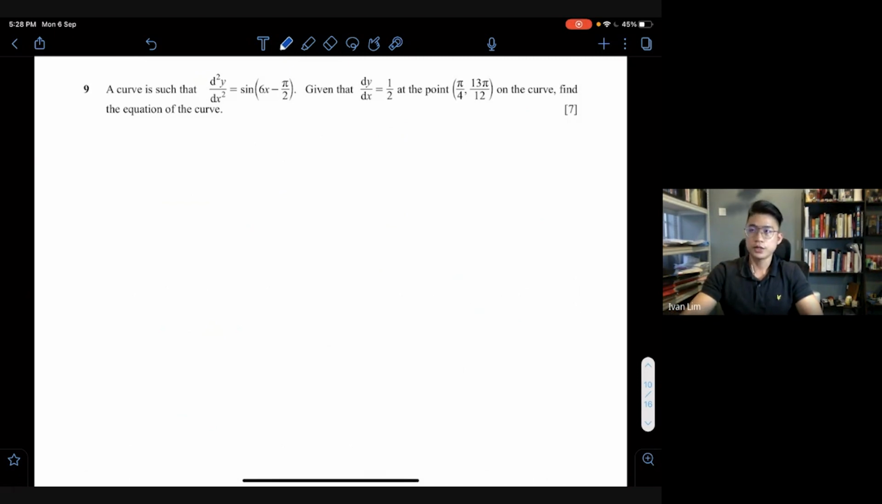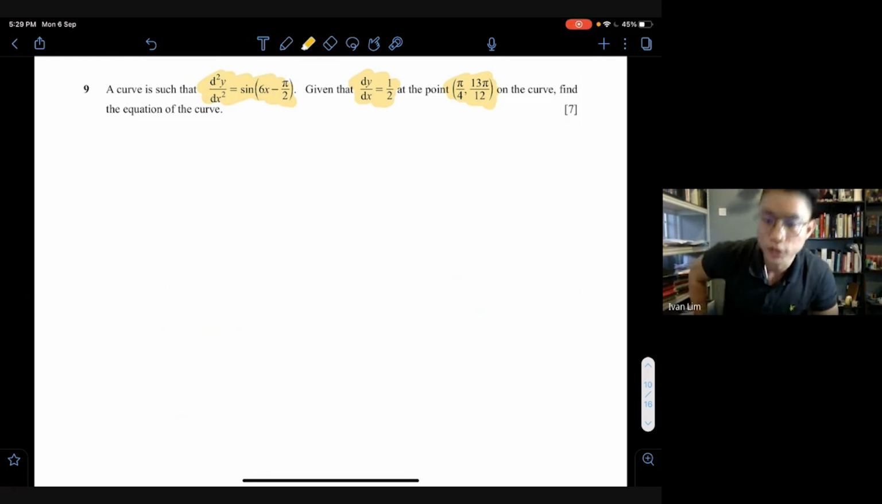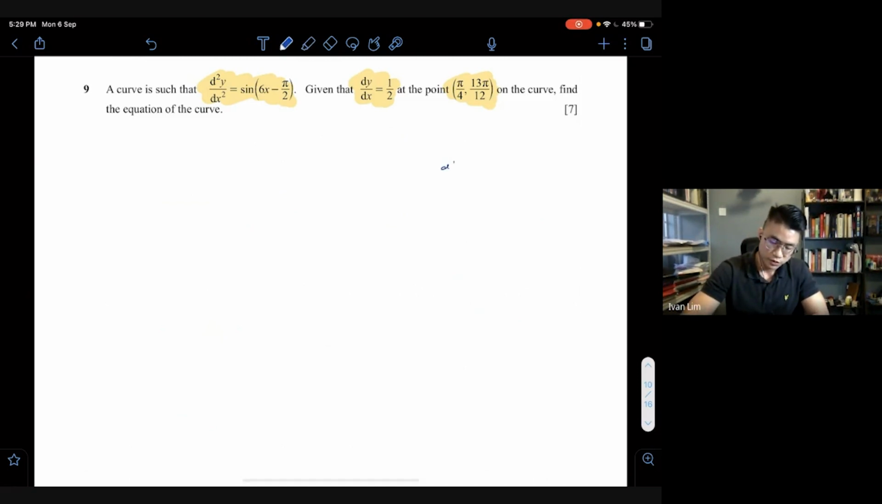Okay, question 9. A curve is such that d square y over dx square is equal to sine 6x minus pi over 2, given that dy over dx equals to 1 over 2 at the point pi over 4 and 13 pi over 12 on the curve. Find the equation of the curve. 7 marks question. They give us d square y over dx square. They want us to find the equation of the curve.